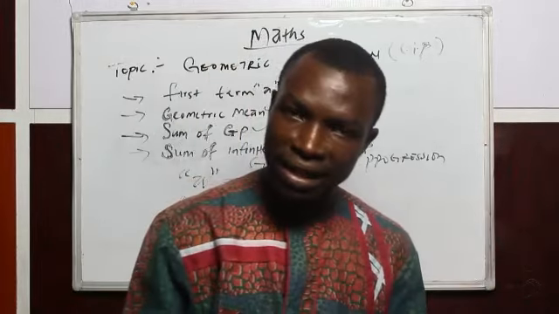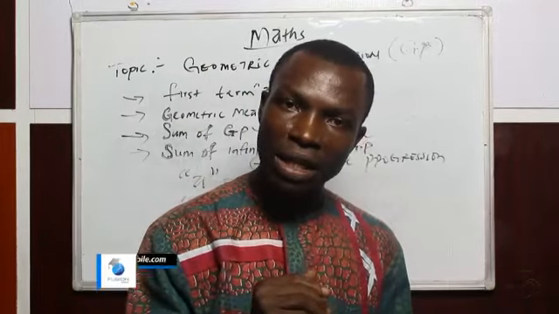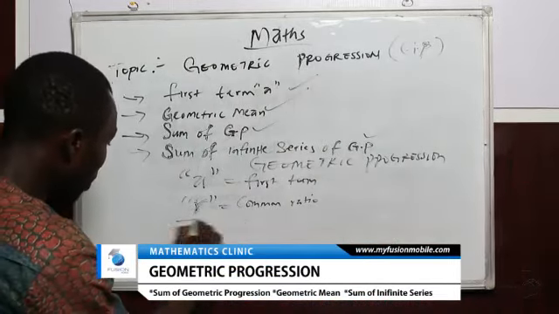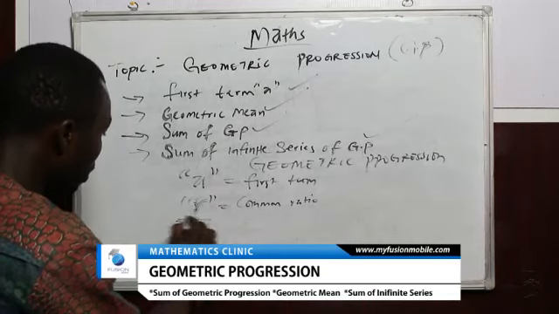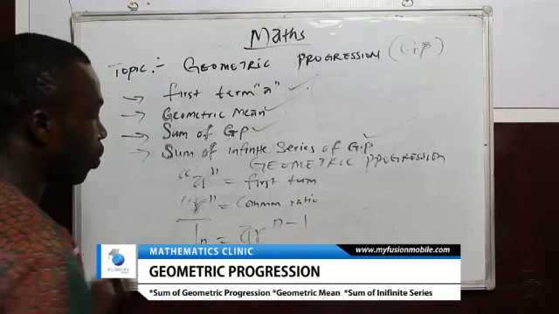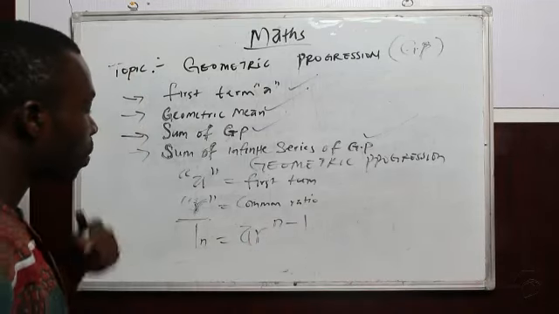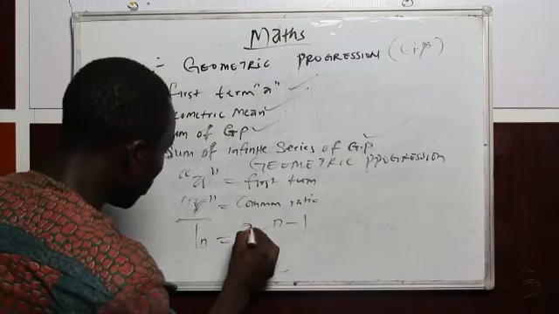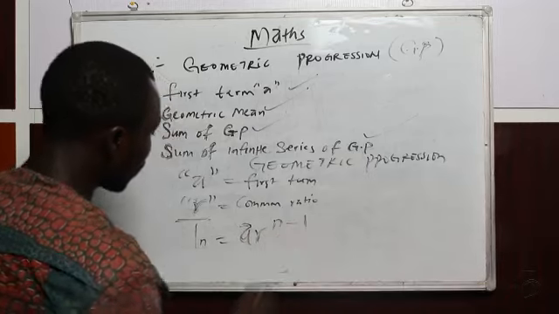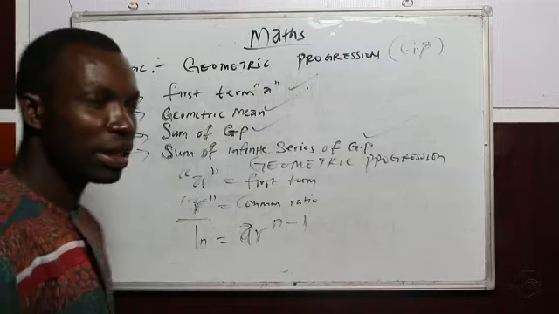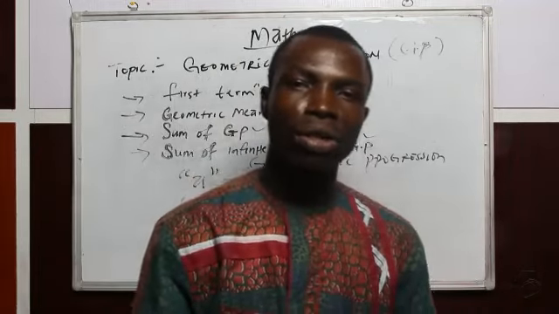Now, we are still going to move on with what is called the n-th term. There's an n-th term in arithmetic progression and there's an n-th term in geometric progression. The n-th term is denoted as Tn equal to a r raised to power n minus 1. This is the n-th term in geometric progression. Our R, I've told you, is the common ratio. Our A is the first term, and our Tn is the n-th term in geometric progression.